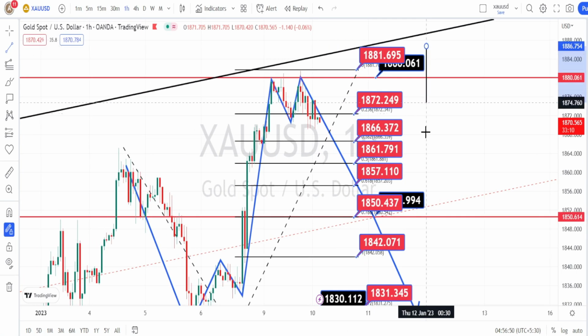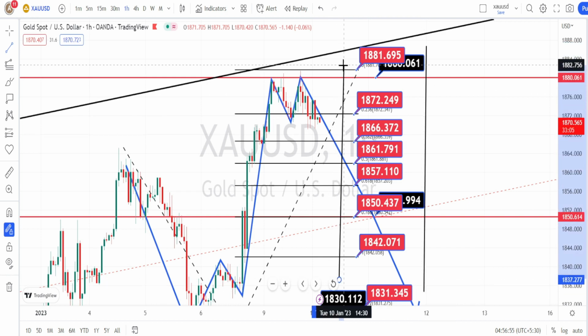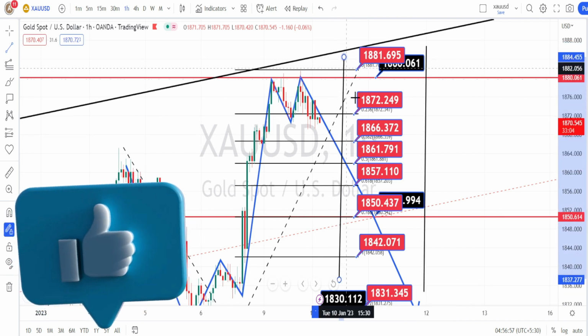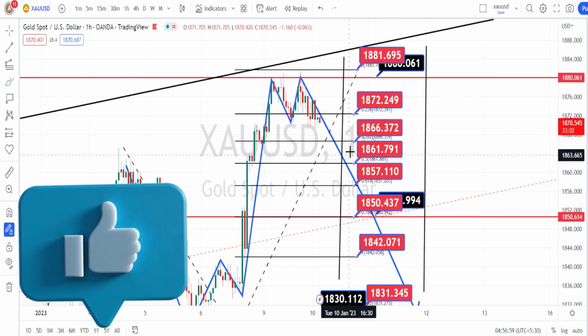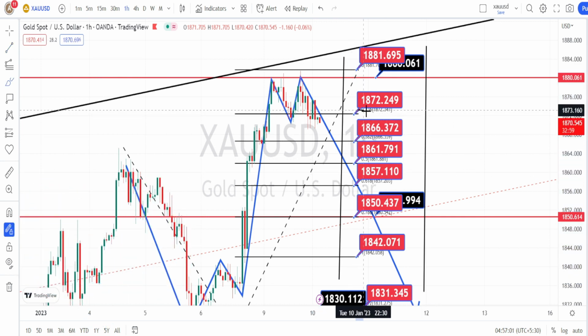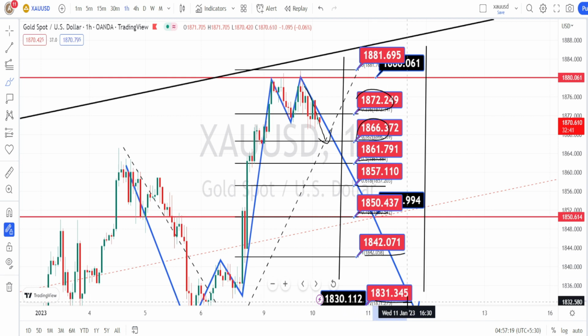So the values within these red color boxes are the resistance and support levels for the current price action in the hourly time frame. Currently, the price action is trading between the resistance level of 1872 and support level of 1866. And if the bearish trend continues and it breaks this support level of 1866, the next level of support is going to be around 1861, 1857, 1850, 1842 and 1831.